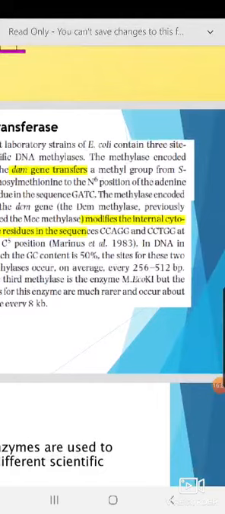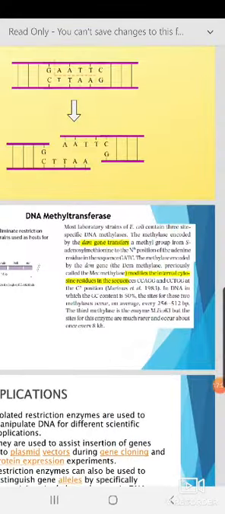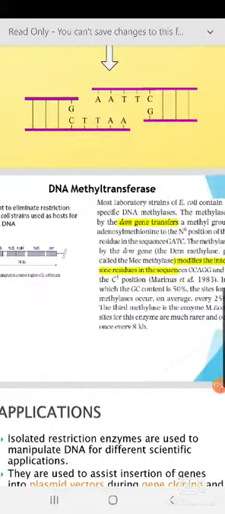Now the other one, which is very rare, is named EcoK1, but the sites for these enzymes are very much rarer and occur about once every 8 kb, so it's very rare. These are the E. coli methyltransferases we know. There are other methyltransferases also, which are mammalian. CpG island methyltransferase we will study in eukaryotic gene regulation, how this methylation can regulate eukaryotic gene transcription.